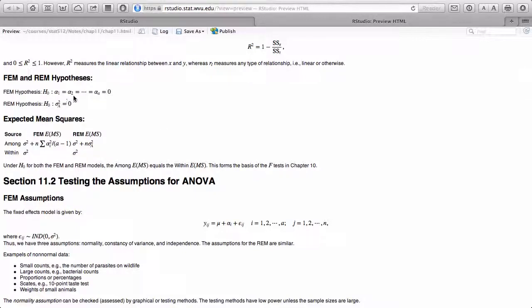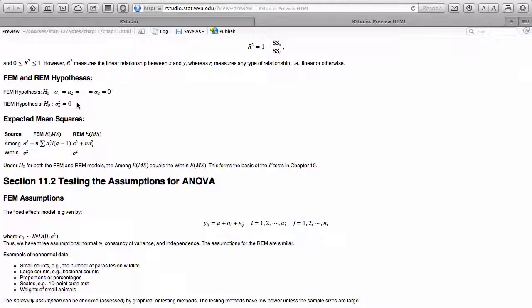So again, just to summarize, the two hypotheses we're interested in: in the FIM model, also called Model 1, we're interested in whether the alphas are all 0, and in the RIM model, we're interested in whether sigma squared sub A is 0. So even though the form of the model looks a lot alike, what we're testing is different.